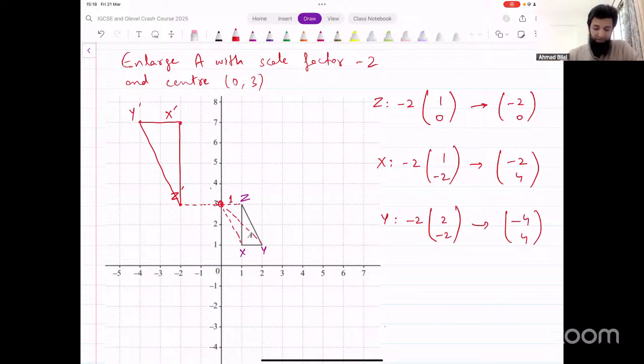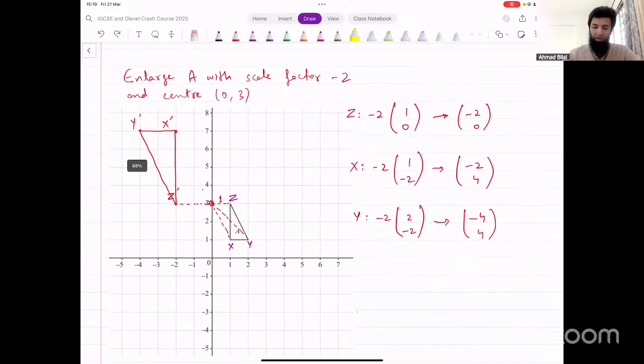And now you see when the scale factor is negative, number one, the figure goes to the other side of the center of enlargement, and also it becomes inverted, right? So the base was here earlier. Now that same length has gone there. So the figure is inverted, right? That's what happens when the scale factor is negative as well. The figure gets inverted, okay?